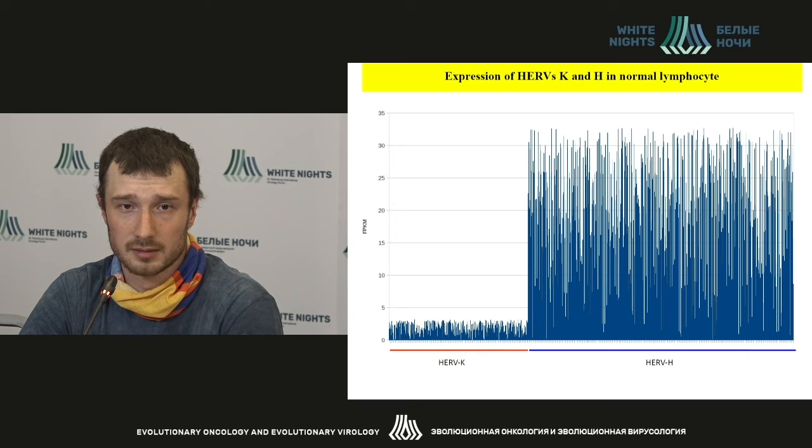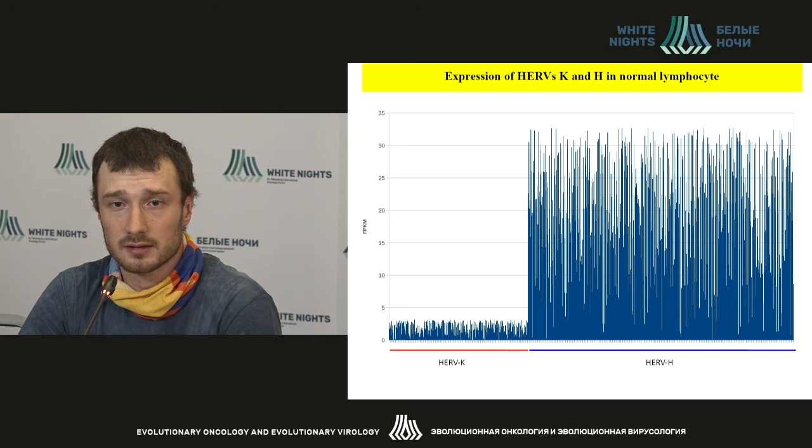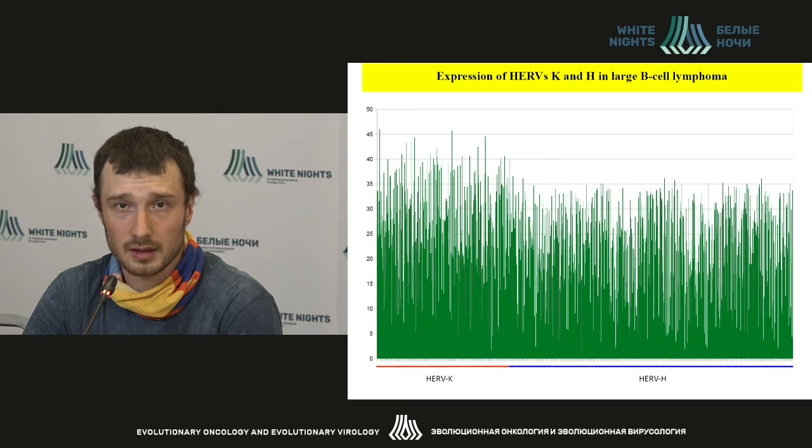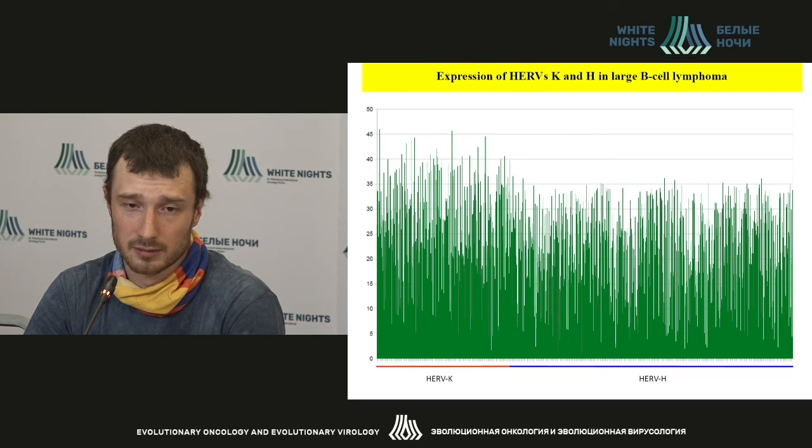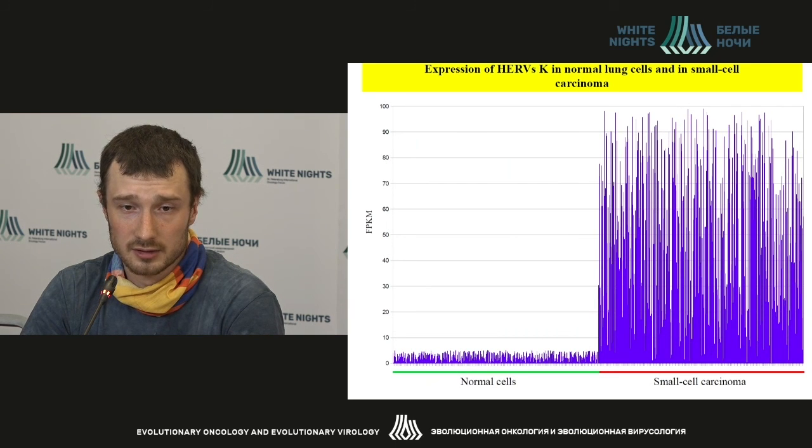The slide shows results of a larger scale analysis that involves all families of the endogenous HERVs of the K and H families. The H family is also an old retroviral family. Older endogenous retroviruses are expressed in normal lymphocytes significantly to a larger extent compared to younger retroviruses. Endogenous retroviruses of the K family show increased expression in lymphomas. Those of the H family practically do not change their expression levels.